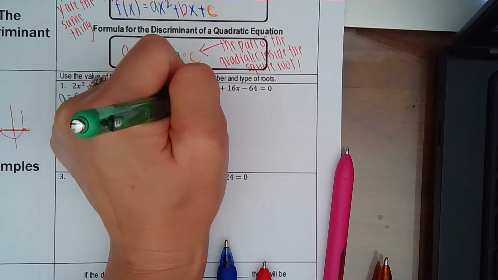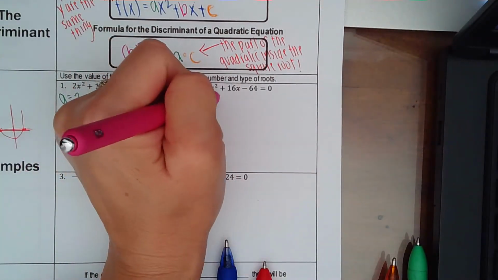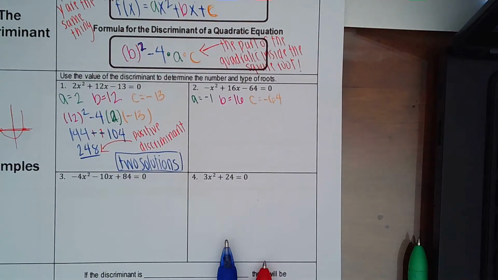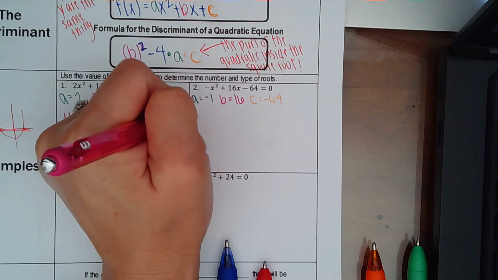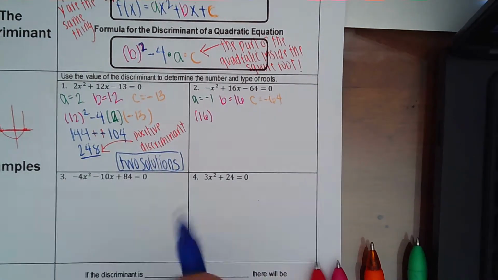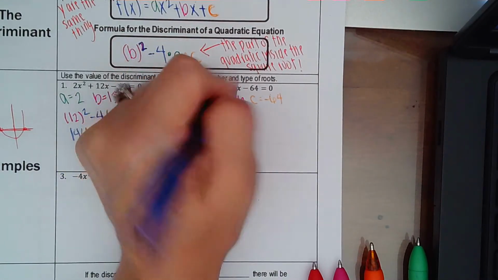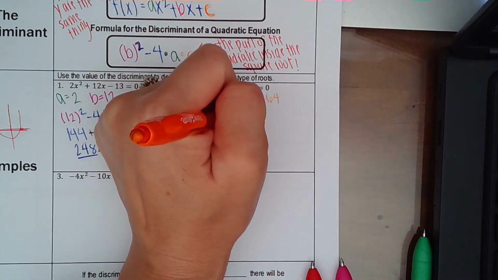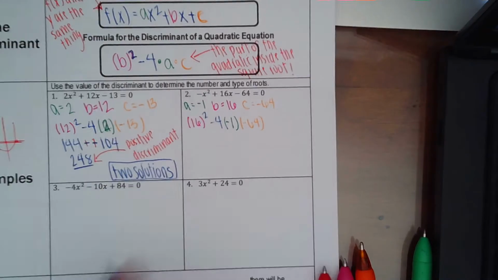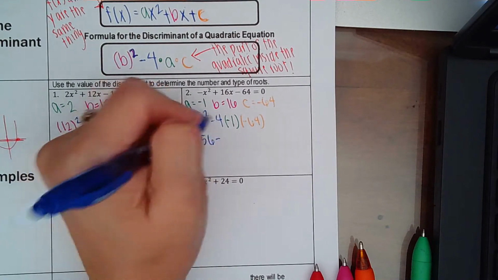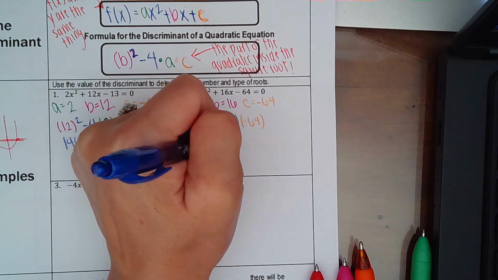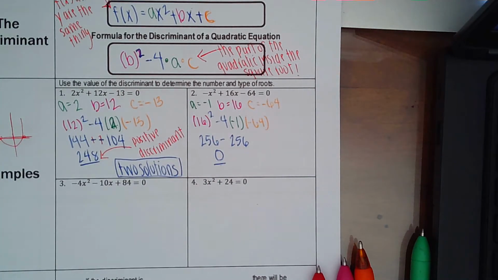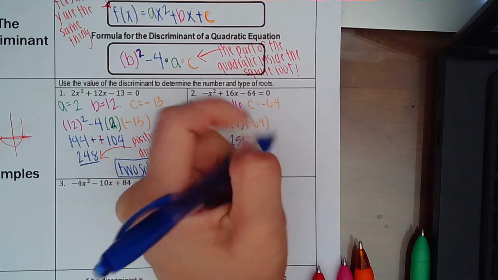Okay, so we have a equals negative 1, b equals 16, and c equals negative 64. Let's plug those into the discriminant. So we're going to take our b squared, which is 16 squared, minus 4 times our a, which is negative 1, times our c, which is negative 64. Well, 16 squared is 256, and 4 times 1 times 64 is also 256. Well, 256 minus 256 is 0. And if it's 0, then you will have one solution.